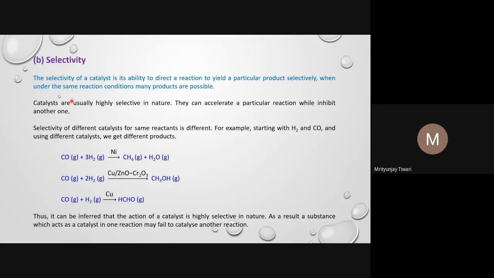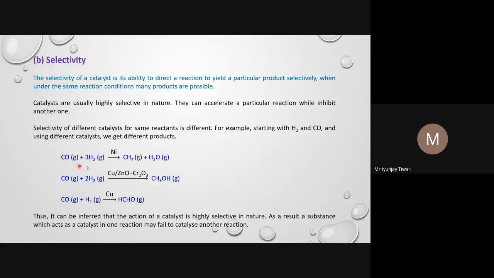Then we talked about the selectivity of the solid catalyst as well. What we know is that catalysts are usually very selective. A catalyst which catalyzes one reaction may not catalyze another reaction, and we have seen that even for the same set of reactants, different catalysts give different products.